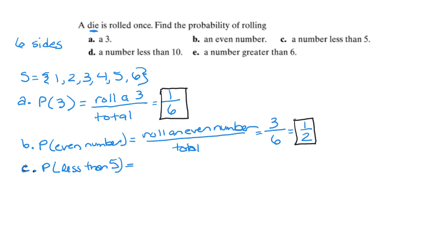Right? So we're going to take a look at our sample space and find out how many numbers are less than 5. So that would give us less than 5 would be 1, 2, 3, and 4. So there are 4 numbers less than 5 over our sample space, 4 over 6, which reduces to 2/3.